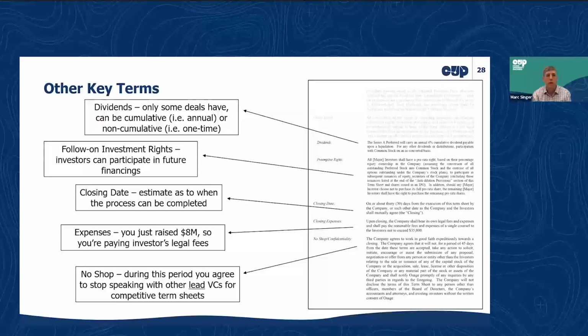So then finally, there's some other key terms I'll just call out without going into detail. One, dividends. Sometimes you see dividends in term sheets. They've been disappearing a lot. Dividends are never paid out in cash each year. So they accrue and they're paid out at a liquidation event.